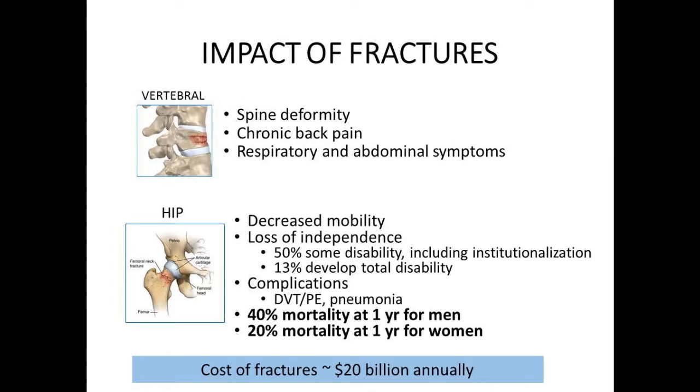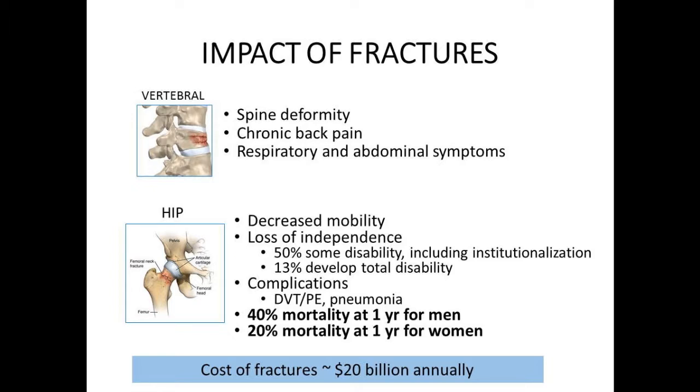So after hip fracture, about half of folks are going to need help. Does that mean their kids, their grandkids now have to take time off work to help them? Does that mean they move in with their kids? It's a really big issue, even if they don't go on to develop full institutionalization. The complications are what accounts for some of the mortality, particularly in men. So when you're immobile, your DVT risk, your PE risk, pneumonias, things like that can set in.